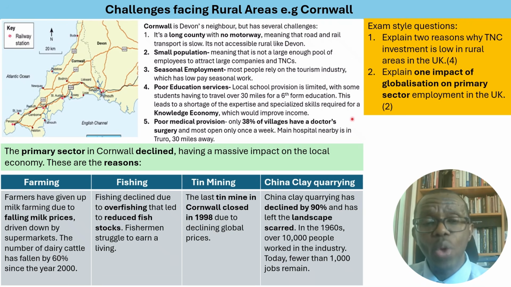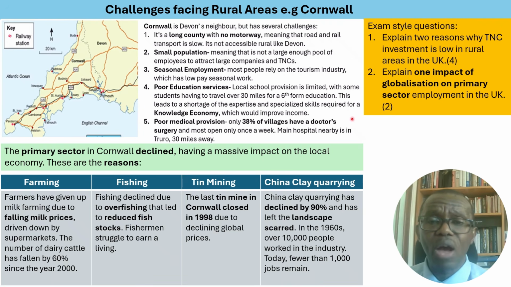Then finally, we have China clay quarrying. Now, this declined by 90% and has left the landscape quite scarred. We know that when you're mining and the mining you're doing is open cast mining, then that is likely to make the landscape look really, really scarred and really bad. So it becomes more of an eyesore. And we know that a lot of these areas in the southwest of the UK are quite beautiful areas. Therefore, when you have the scarring taking place, then it's not helping the landscape in these areas.